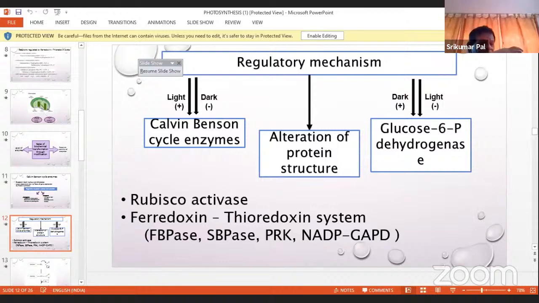Rubisco has a very slow capacity to fix carbon dioxide, that is 1 to 12 carbon dioxide molecules fixed per second per active site. So this is very slow. That's why, prior to catalysis, Rubisco is activated by carbon dioxide. You just see this carbon dioxide is a substrate of Rubisco. At the same time, it is a modulator of Rubisco. So how is Rubisco modulated by carbon dioxide?